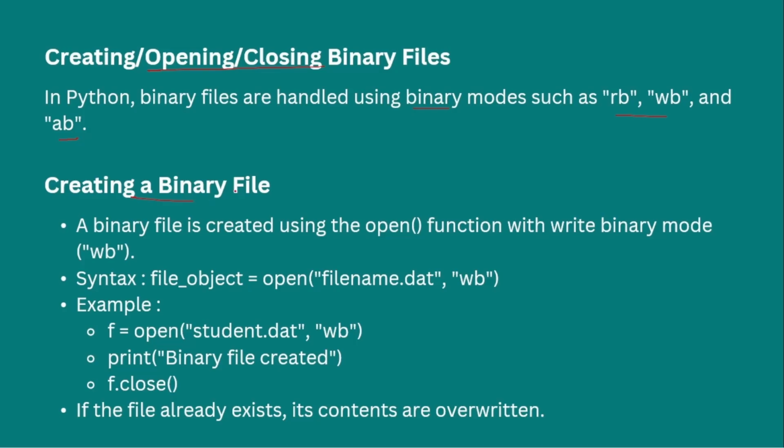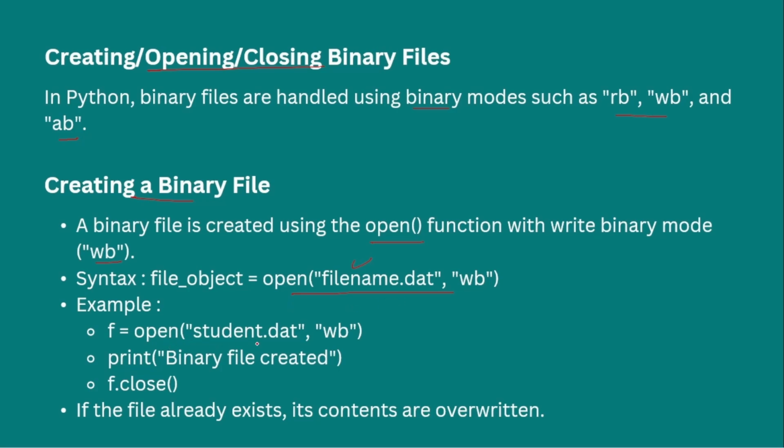Creating a binary file. A binary file is created using the open function. We just saw how to create a binary file. We use this built-in open function with write binary mode, because we are creating this file, so we'll be opening it in write binary mode. Syntax is file object equals open file name dot dat in write binary mode. So we'll be using this write binary mode. We are writing into this file which is called file name dot dat.